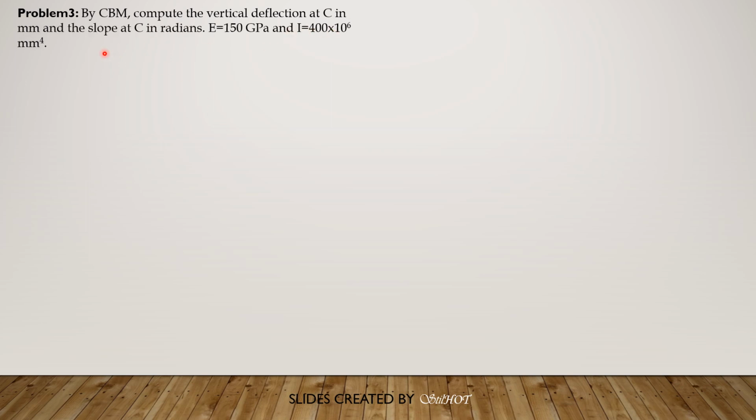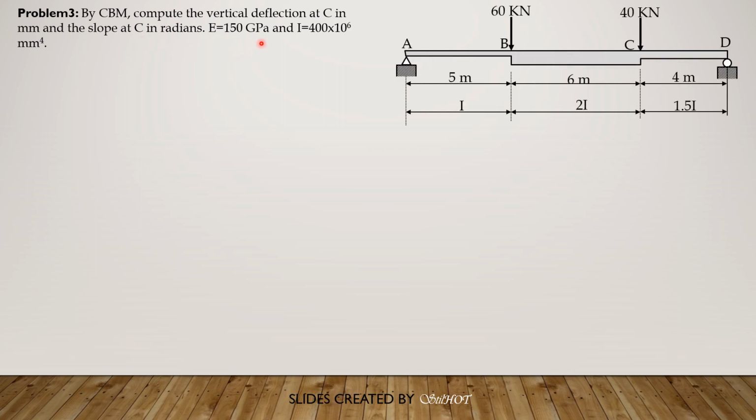So that's it. And finally, for this third problem, we solve this by the conjugate beam method. The vertical deflection at C in mm and the slope at C in radians. Modulus of elasticity is 150 gigapascals constant, and the value of I here is 400 times 10 to the fourth. But there are three segments of different moments of inertia, but the I is 400 times 10 to the 6.